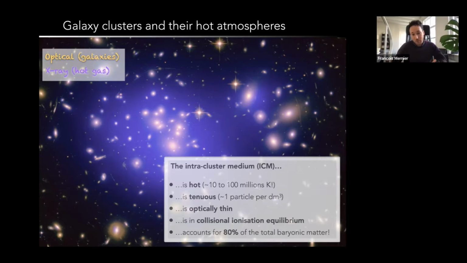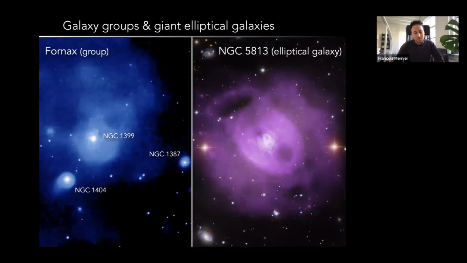If you wonder why we care about this gas, I can just tell you that this accounts for roughly 80% of the total baryonic matter in a cluster, which is quite a large amount. So if you really want to understand how our baryonic matter forms and grows through the history of the universe, we need to understand these intra-cluster medium components.